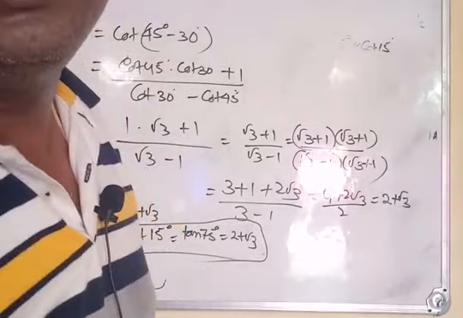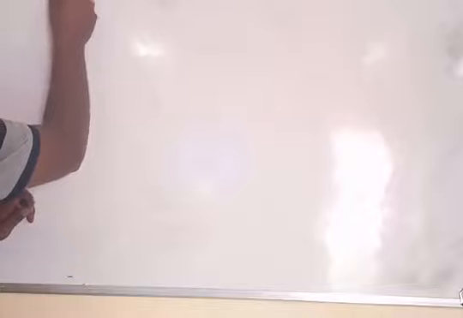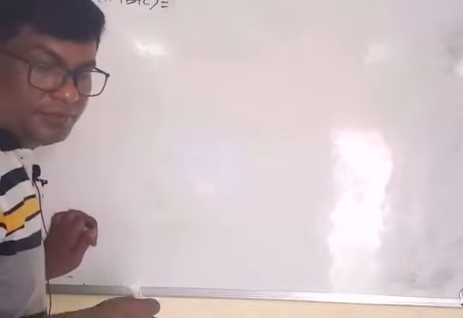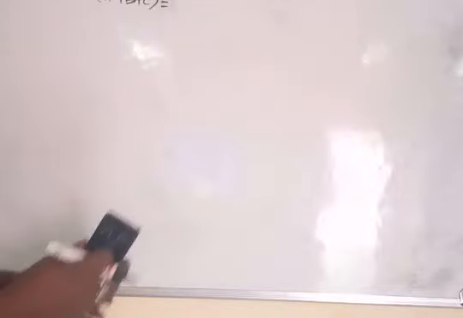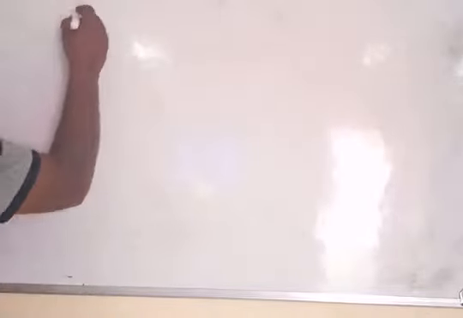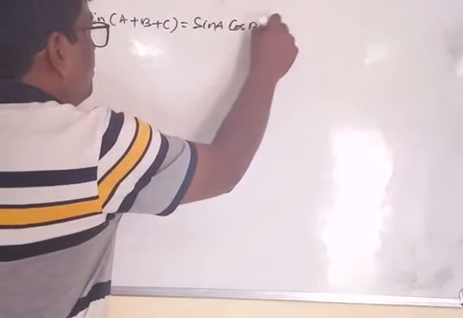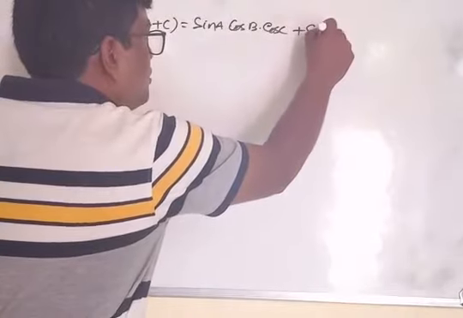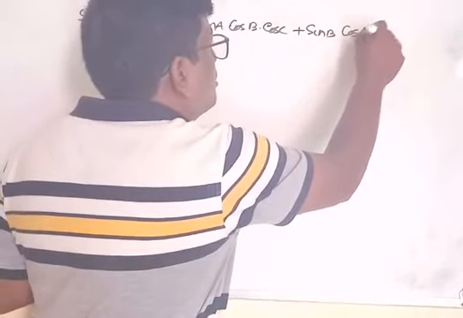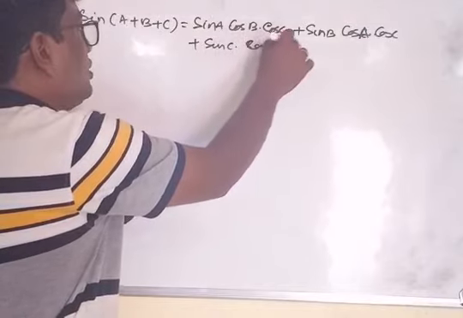Okay. And another application: sin of (a plus b plus c) is equal to sin a into cos b into cos c plus sin b into cos a into cos c plus sin c into cos a into cos b minus sin a into sin b into sin c.